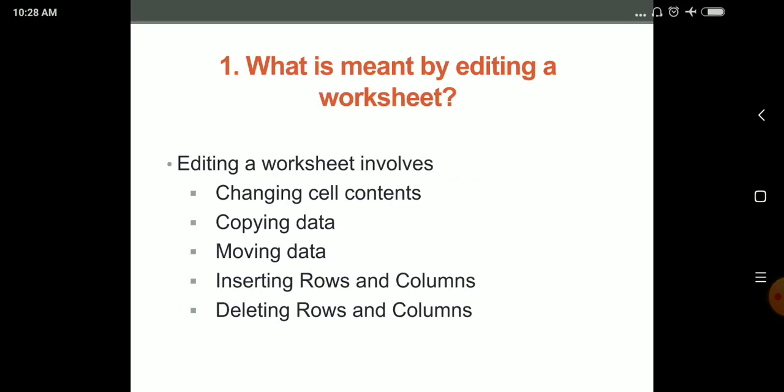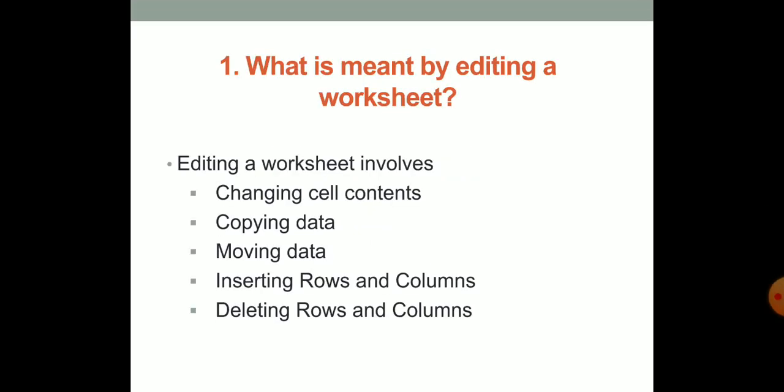Okay, the first one. What is meant by editing a worksheet? Editing a worksheet means you can change the cell contents. If it is written A, B, C, you can change it into I, J, K. Then the second one is copying the data. Copying the data means you can have the same data in another cell. If the cell has A, B, C, you can copy the same A, B, C into the next cell also. Moving the data: you want it in some other place instead of this place. You can totally move the data from one place to another.